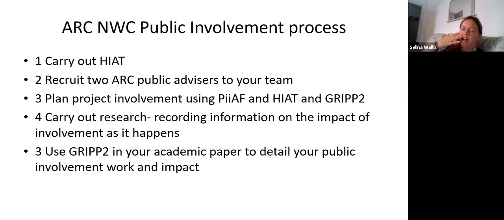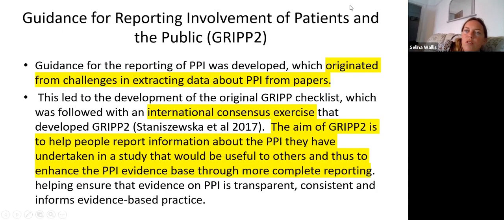And then finally, at the end of all that process, you can use the GRIPP2 tool in your academic papers to show how you did your public involvement work and what the impact of that is. And I'm going to walk that through with you now.